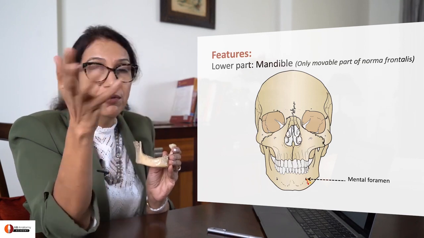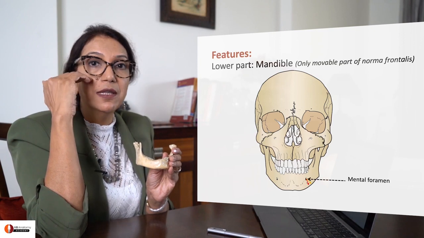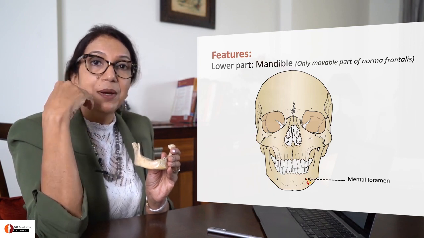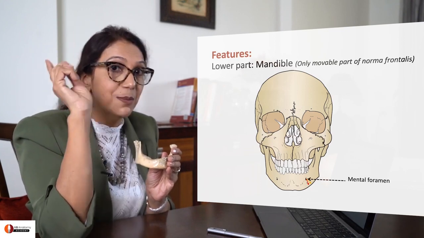You saw how all over the place there is trigeminal. If it's up, it's the ophthalmic division. If it's in the middle, it is the maxillary division. But if it's down, it is the mandibular division of trigeminal, but still it is trigeminal.